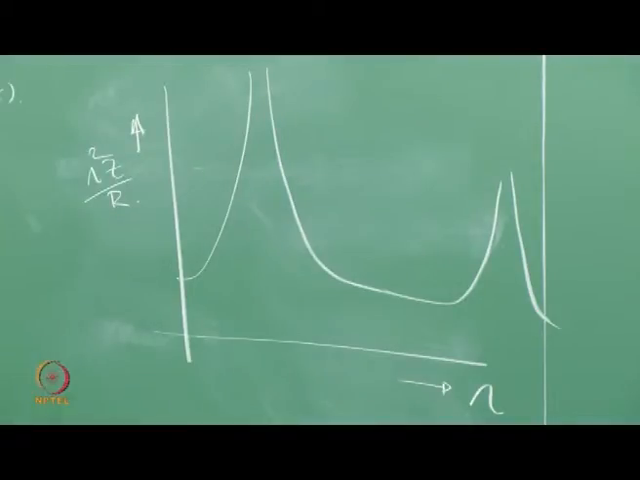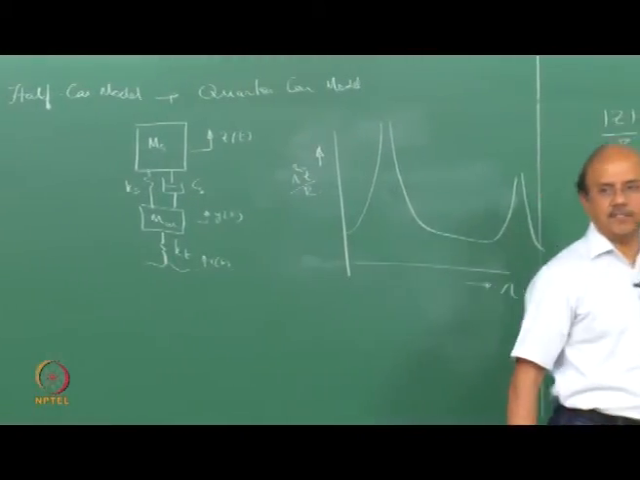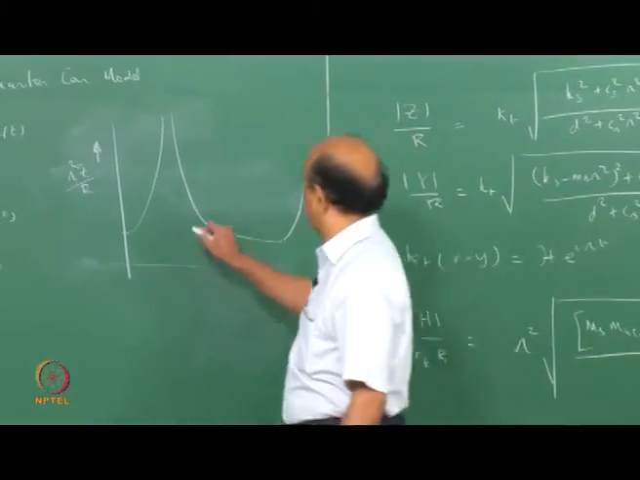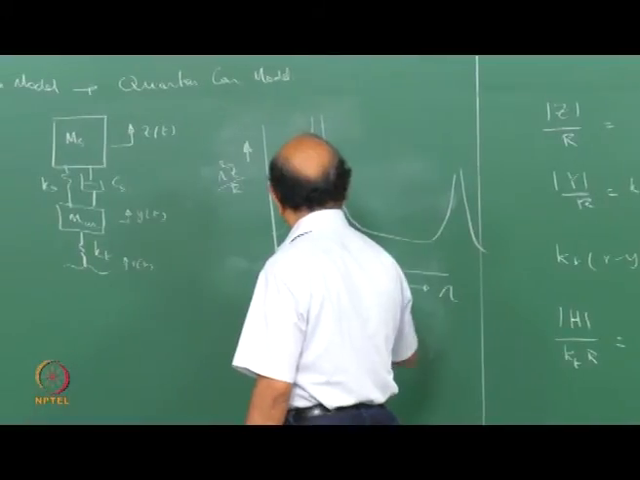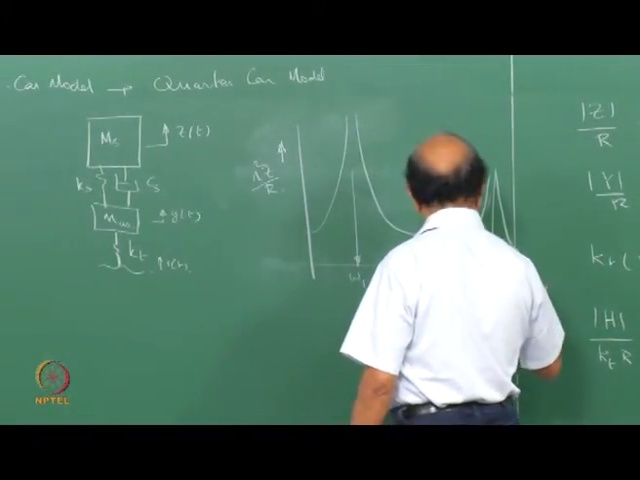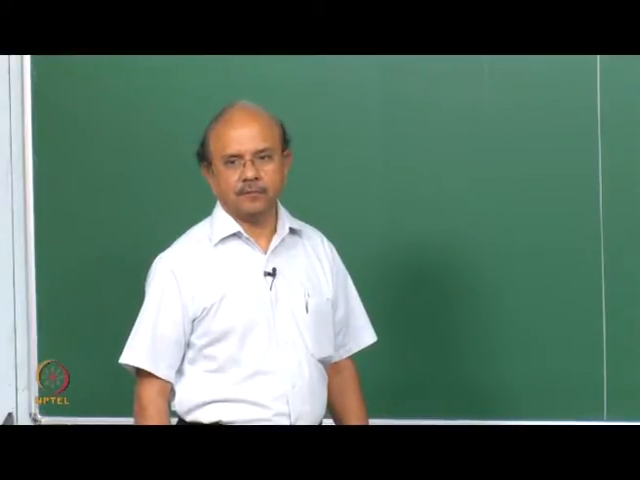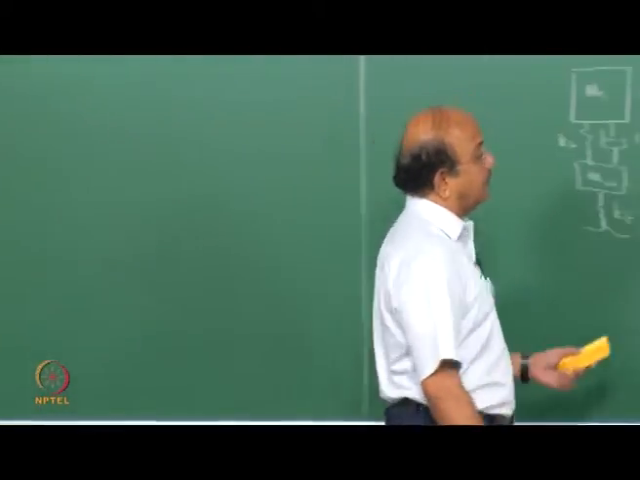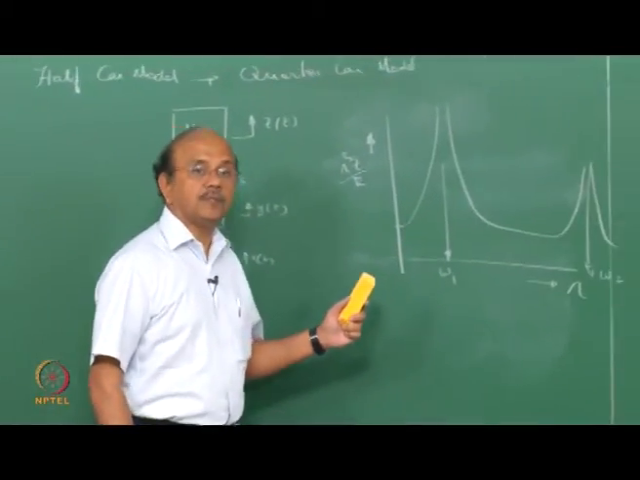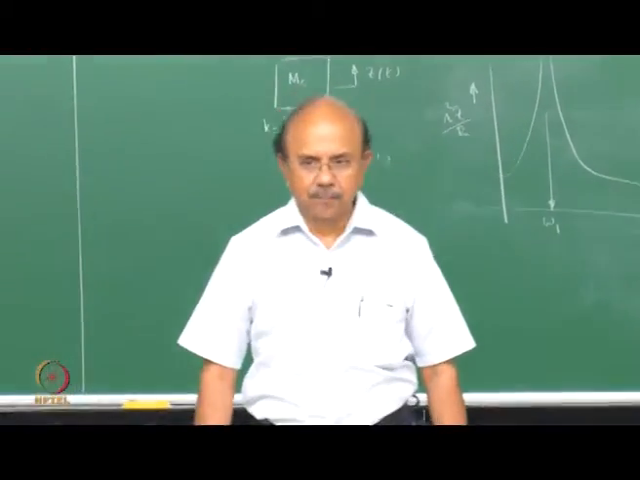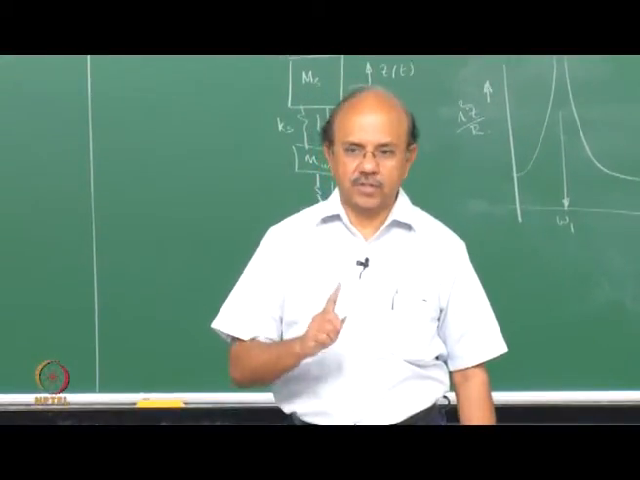At two places you're going to have difficulties, and those two places are the two natural frequencies, omega 1 and omega 2. Those are the two places where you're going to have trouble. Now, when I introduce damping, this curve is going to change.